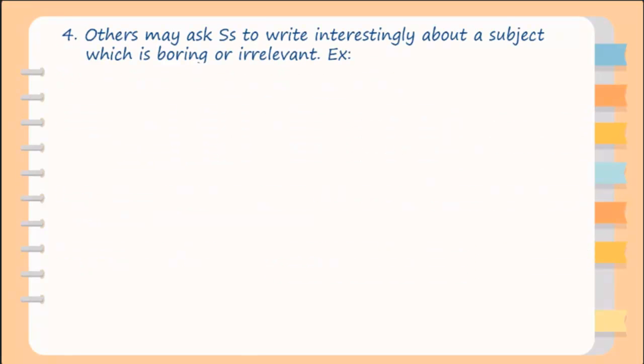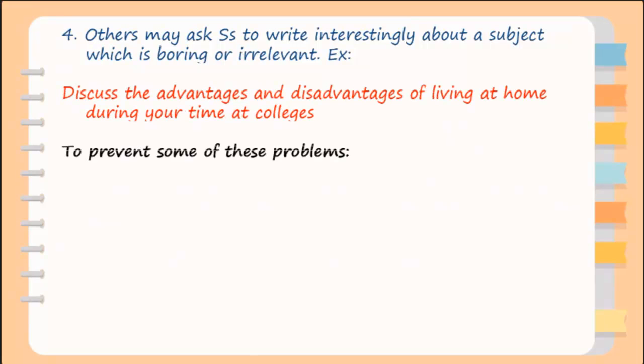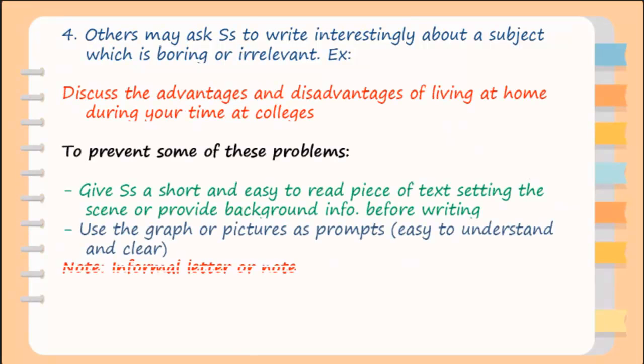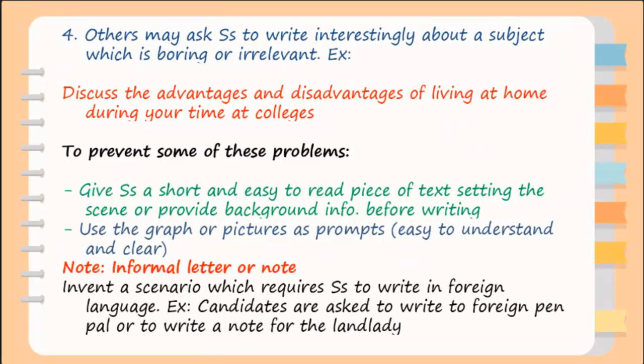And the author might ask to write interestingly about a subject which students might find boring or irrelevant, like this: discuss the advantages and disadvantages of living at home during your time at college. So to prevent this problem, you just give students a short and easy task on the basis of the text settings. That means you set the scene before writing, and you also provide some background info before writing. Sometimes you also use a picture or graph as a prompt. However, make sure the graph is easy to understand and clear enough, and the picture also, right? Especially for some kind of informal letter or note.